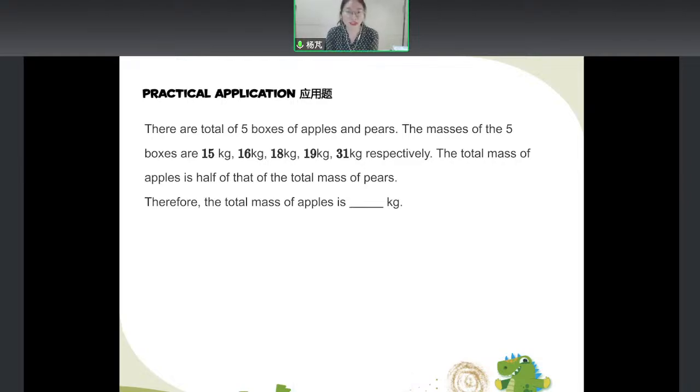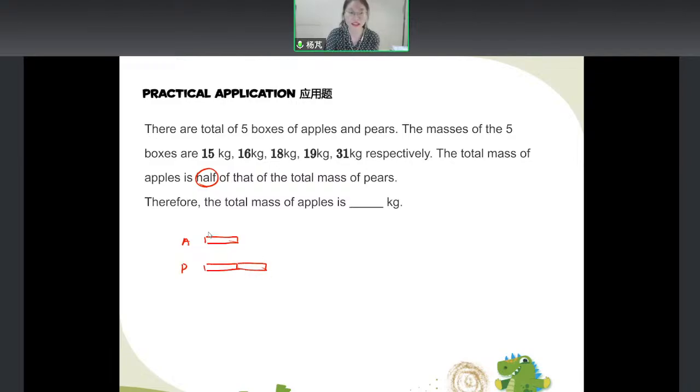So the key point is we know the mass of each single box. And another very important sentence is that half. The mass of the apple is half of the total mass of the pear. When we taught the H problem, I said that if you see something like 3 times, 2 times, twice, and even this keyword half, draw out the model first. Here, apple is half of the total mass of the pear. So apple should be 1 unit. Pear should be 2 units.